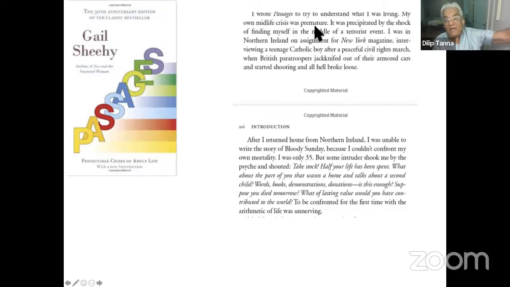My own midlife crisis was premature. It was precipitated by a shock of finding myself in the middle of a terrorist event. I was in Northern Ireland on assignment for a New York magazine, interviewing a teenage Catholic boy after a peaceful civil rights march, when the British paratroopers jackknifed out of their armored cars and started shooting, and all hell broke loose.